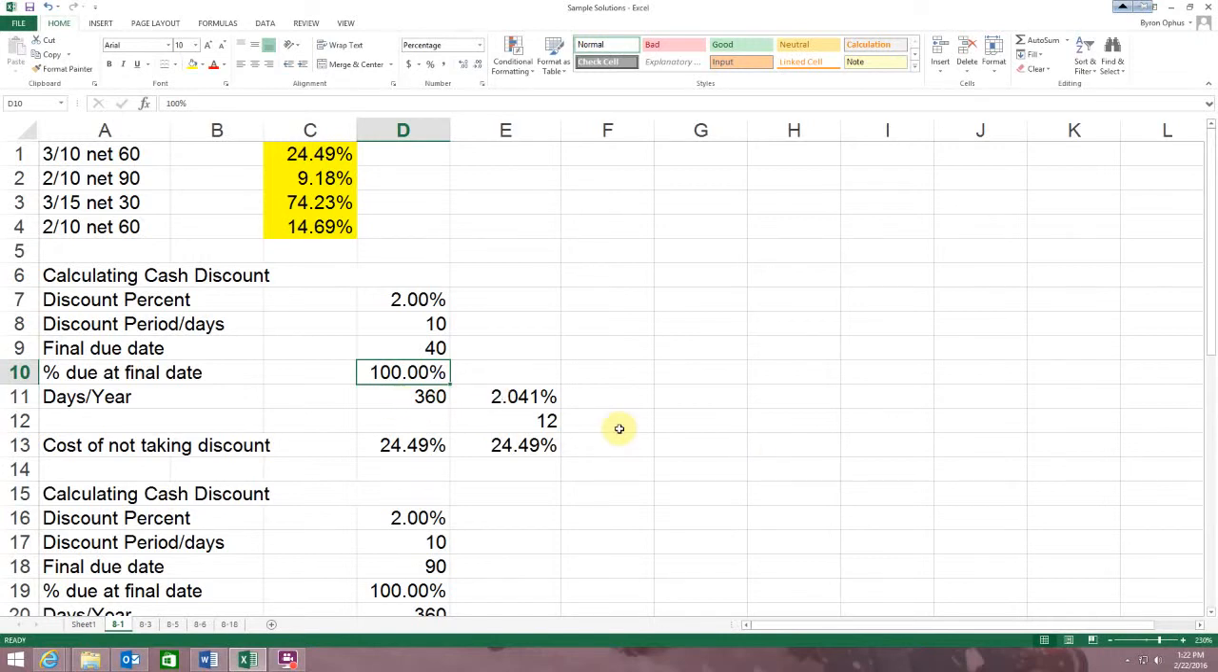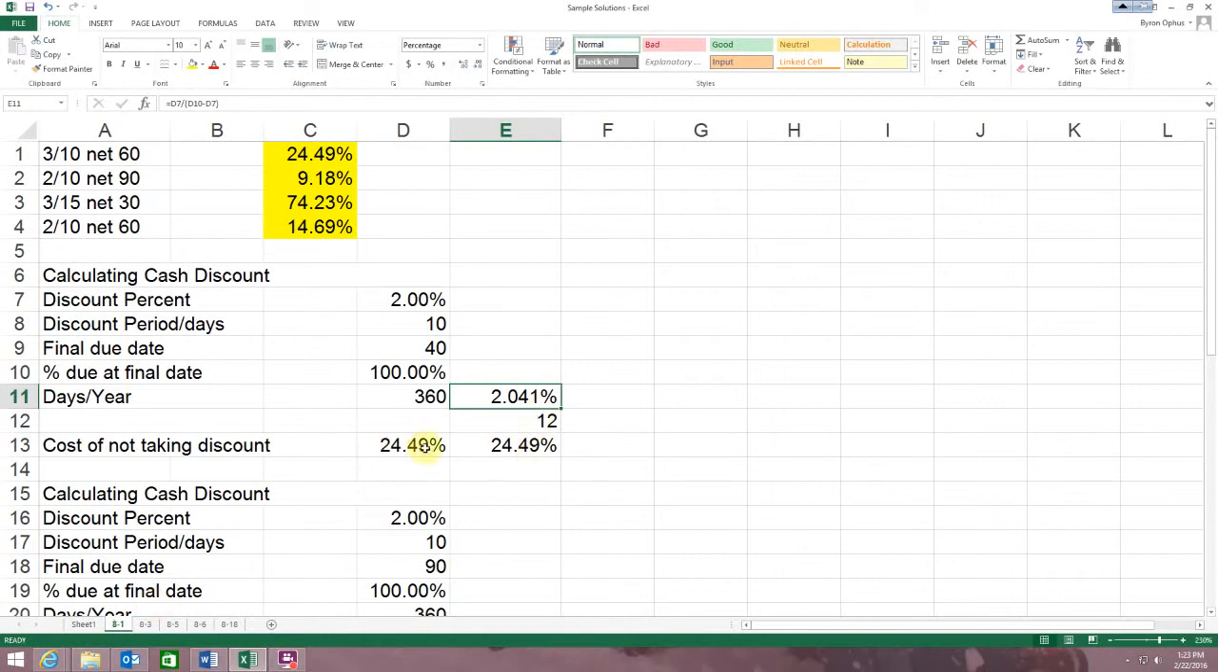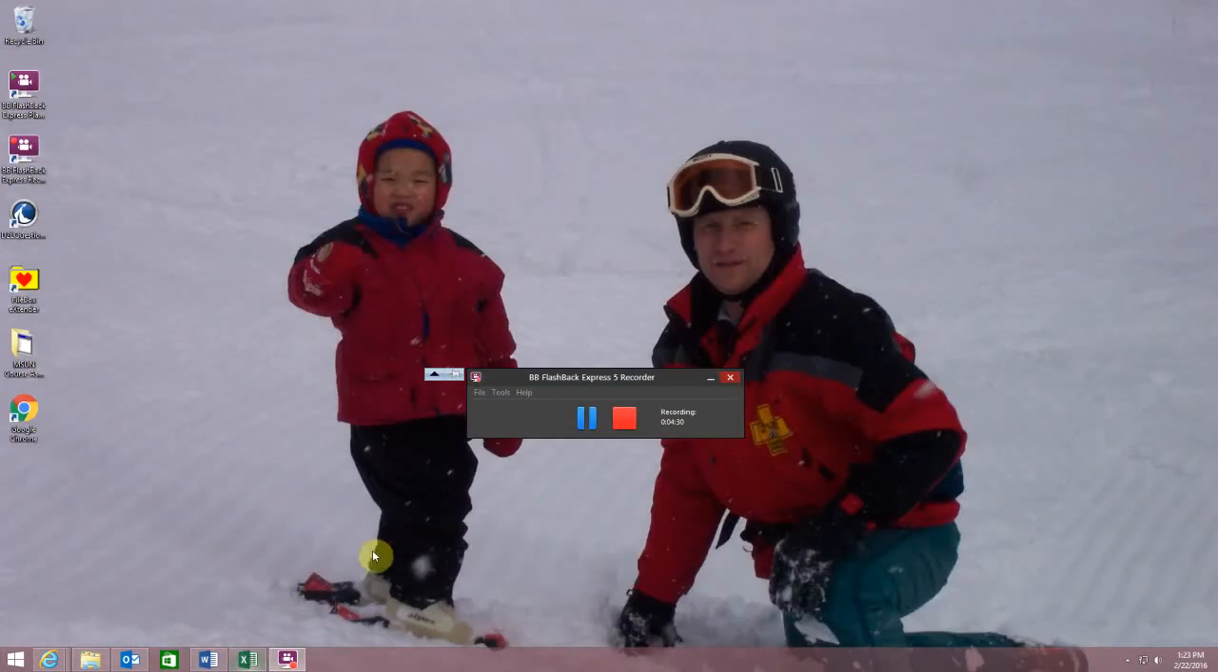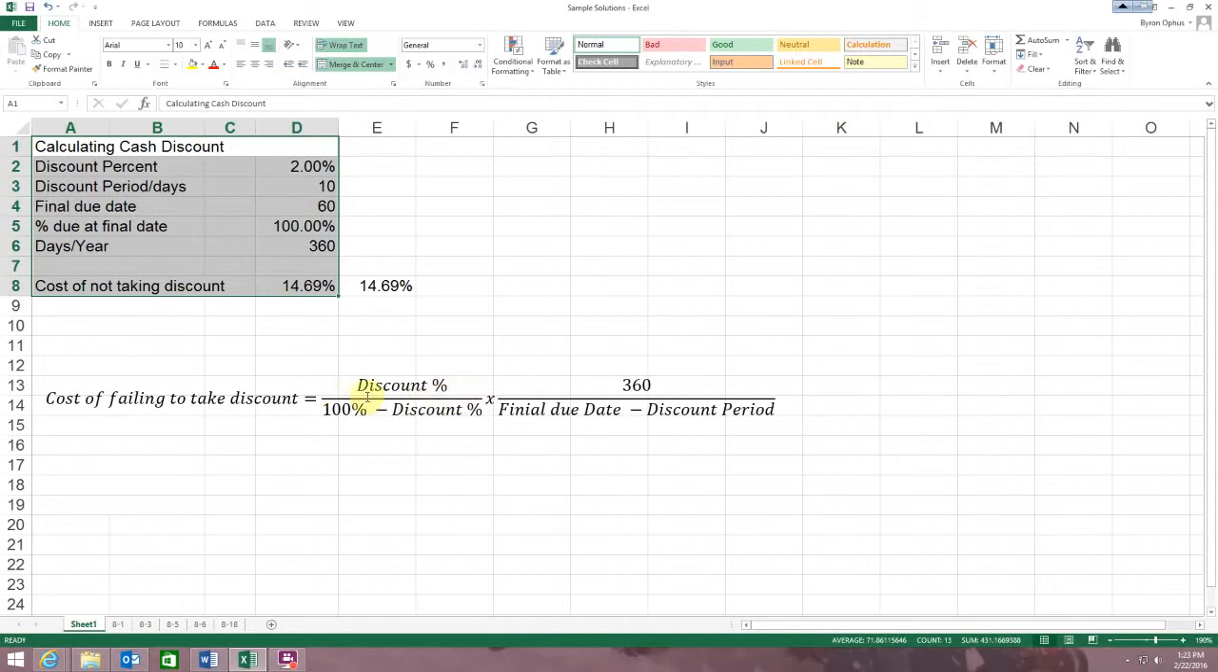Okay, this is just breaking down the formula, and you can certainly do it that way too. I broke down the formula. I did this side, the left side, and then the right side, and then multiplied the two together to come up with the same number. And you can sure do that in Excel. Sometimes that's easier as well. So I did just the left side of the formula, so discount percent divided by 1 minus the discount percent, or 100% minus the discount percent. Okay.